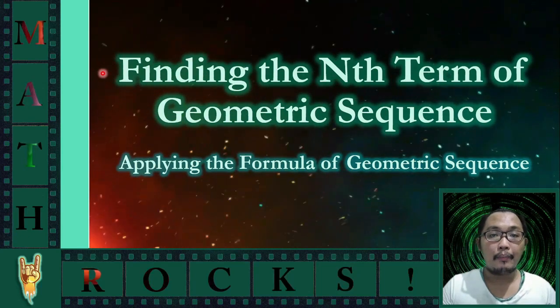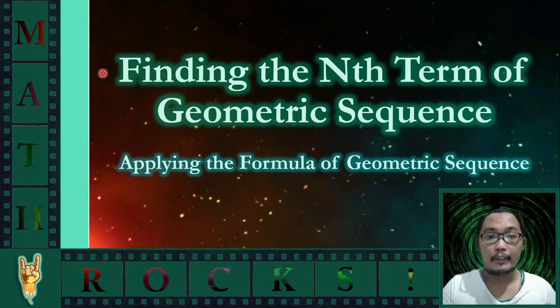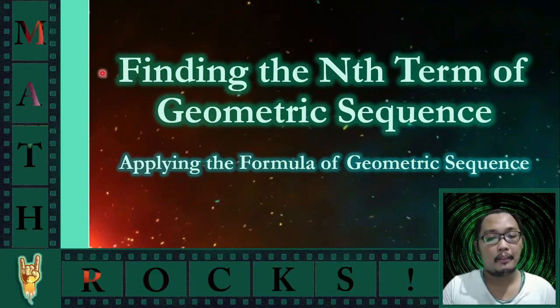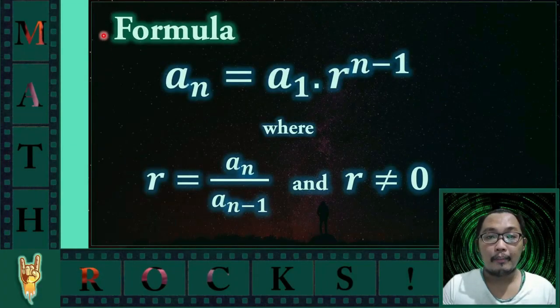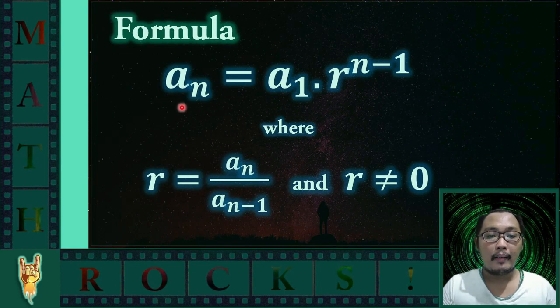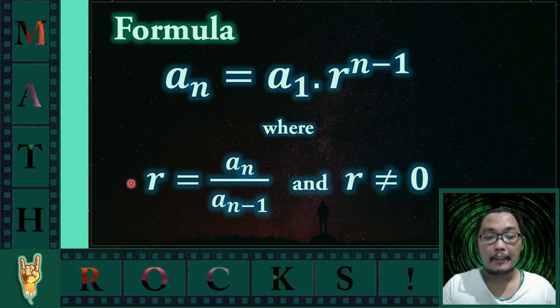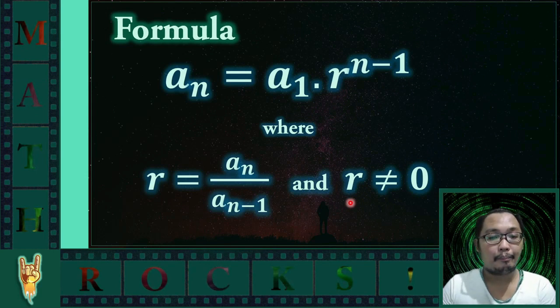In this video, you will learn about finding the nth term of a geometric sequence. And here is the formula for the nth term of a geometric sequence. We have a sub n equal to a sub 1 times r raised to n minus 1. The value of r is equal to a sub n over a sub n minus 1, for which the value of r is not equal to 0.